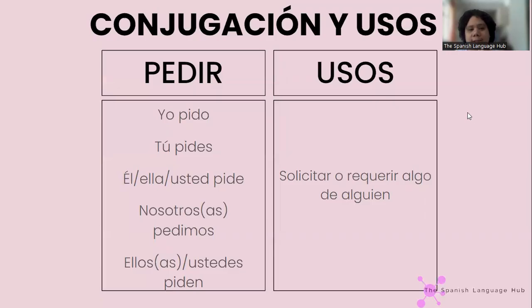And lastly, this is our last verb. Pedir, which means to ask for. Not to ask a question, to ask for. Like it says here, solicitar o requerir algo. To request something de alguien, someone. Request something from someone. Yo pido, tú pides, él, ella, usted pide, nosotros, nosotras pedimos, ellos, ellas, ustedes piden.